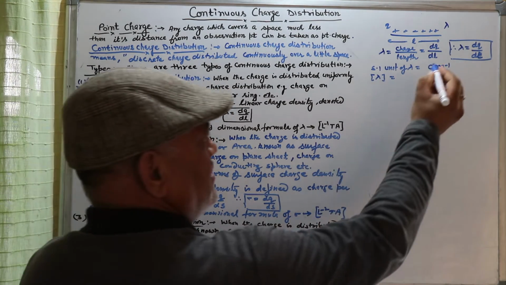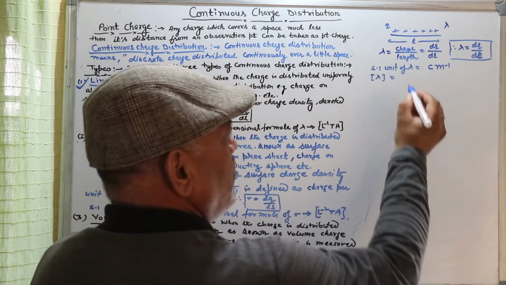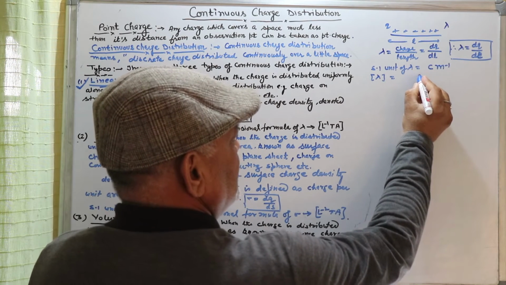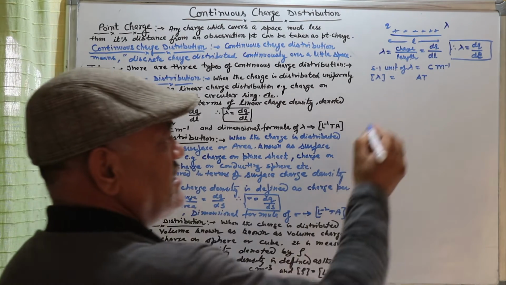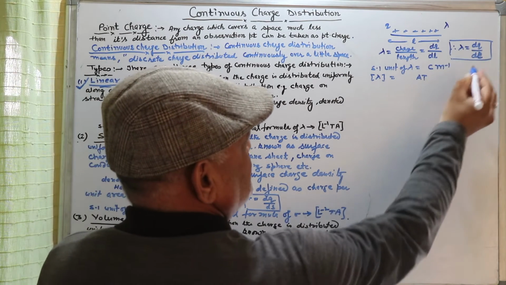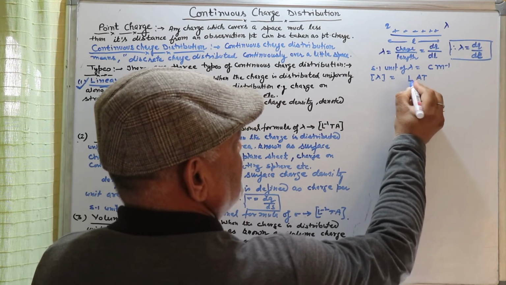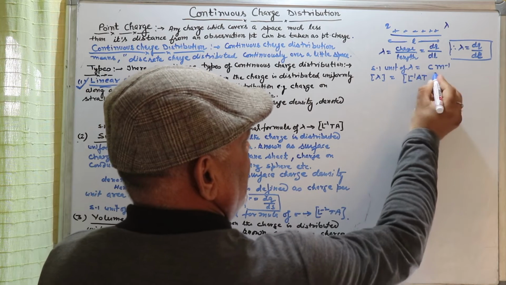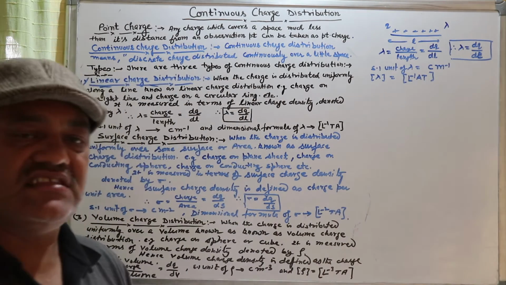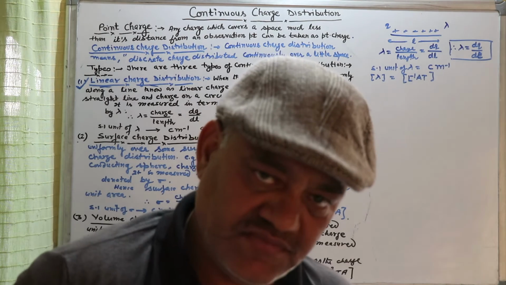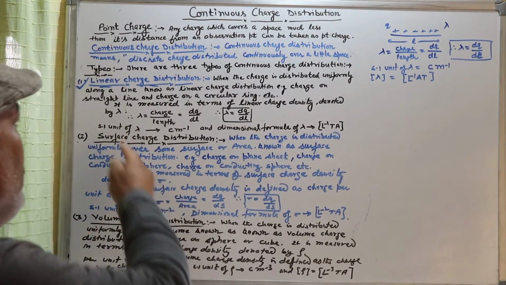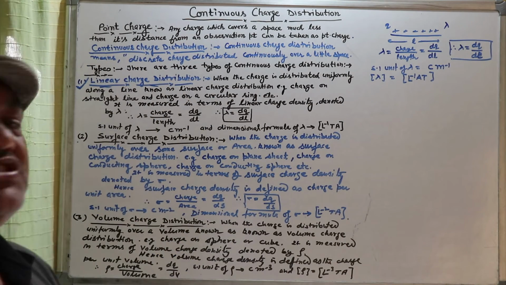Now again, the dimensional formula of charge is AT, A for ampere, T for time, and L for length, that is L inverse. L inverse AT is the dimension formula of linear charge density. This is all about the linear charge distribution.